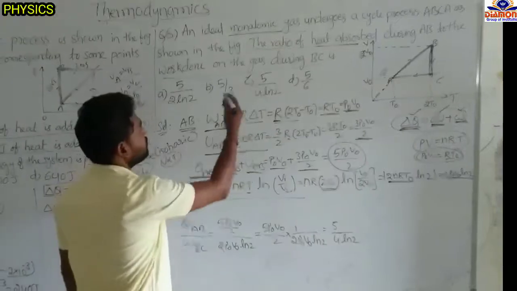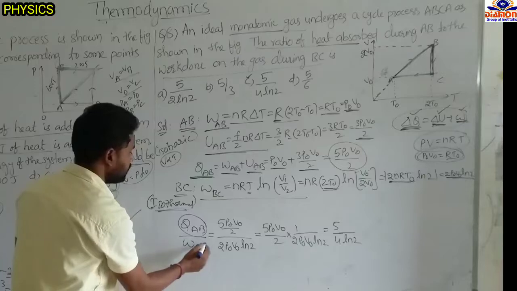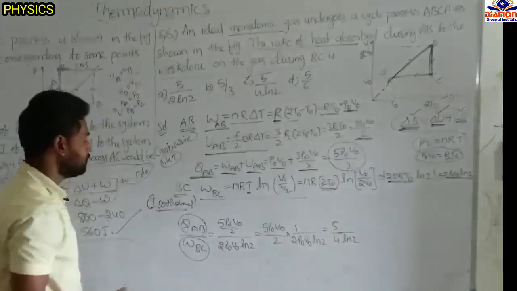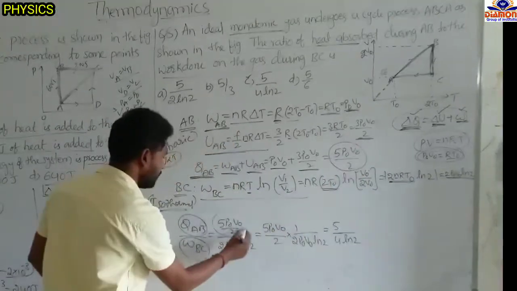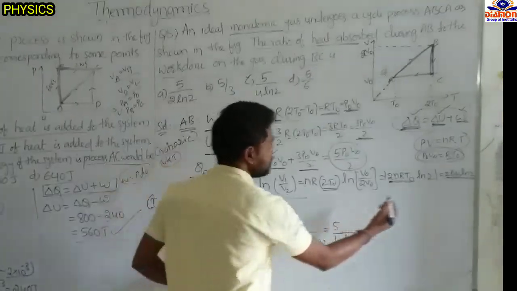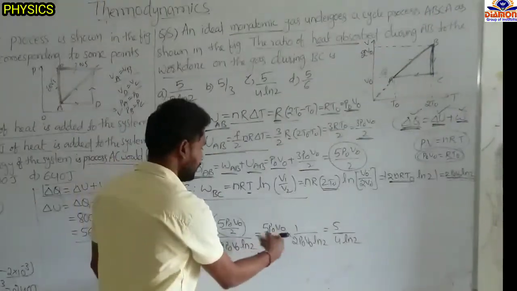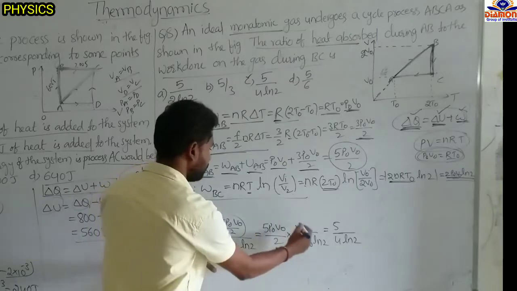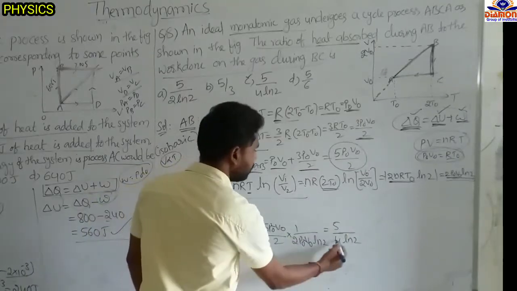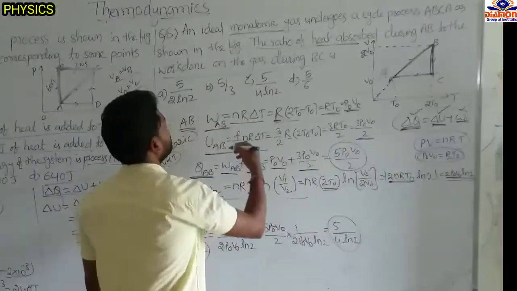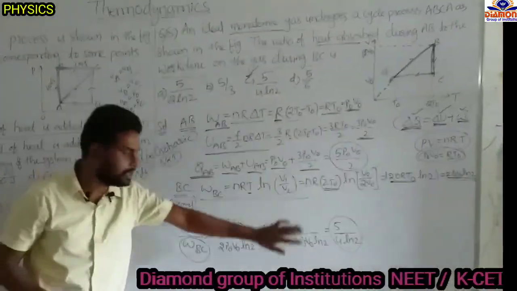Now the question they are asking is the ratio of heat absorbed during the AB to the work done on the gas during the BC. QAB we got as 5 P naught V naught by 2. W, the work done in the BC process, we got as 2 P naught V naught ln 2. Rewriting, 5 P naught V naught by 2 into 1 by 2 P naught V naught ln 2. P naught V naught cancels. 5 by 2 into 2 gives 5 by 4 ln 2. So the option is 5 by 4 ln 2, C is the right option. Like this you have to solve this problem. This is a very important problem.